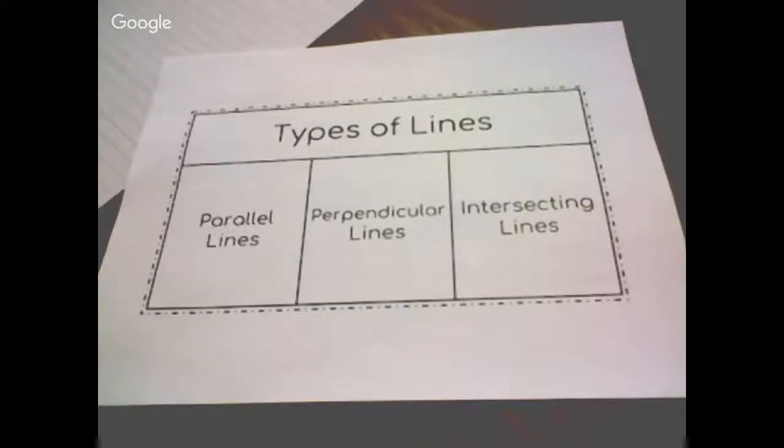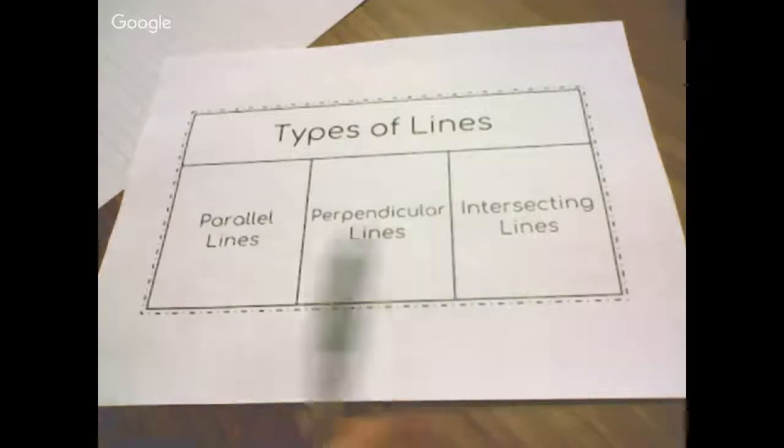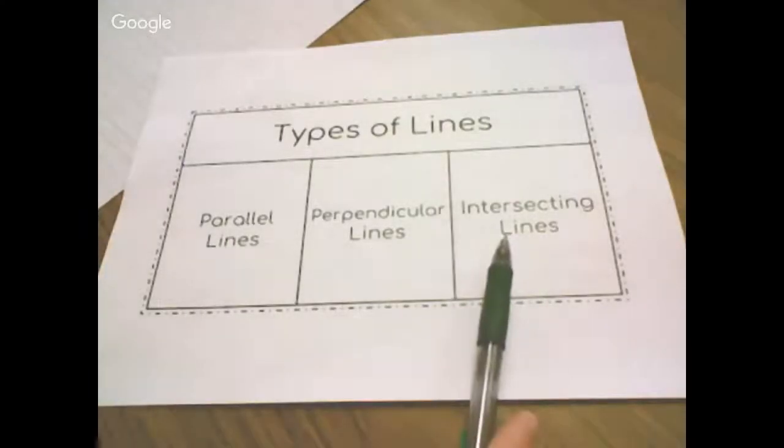Looking at linear equations, there are three types of lines that we may end up with when we have two equations going at the same time. We may have parallel lines, perpendicular lines, or intersecting lines.